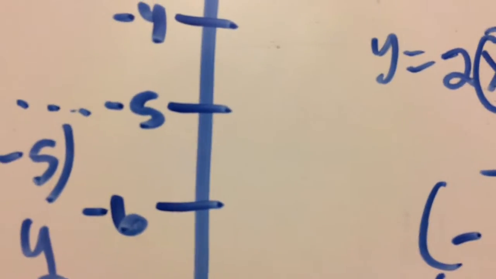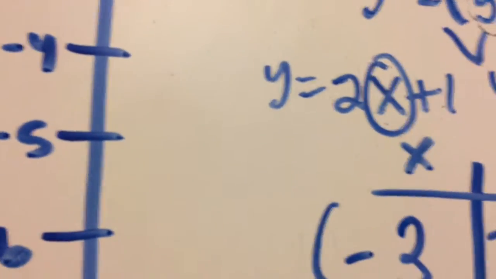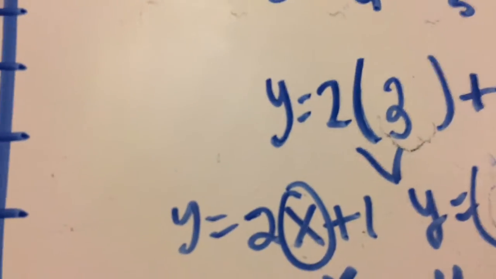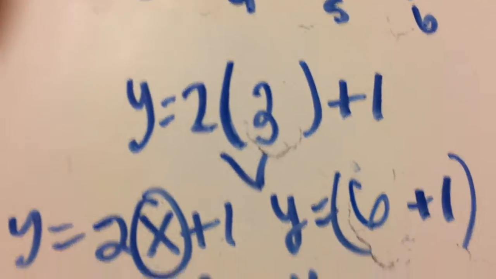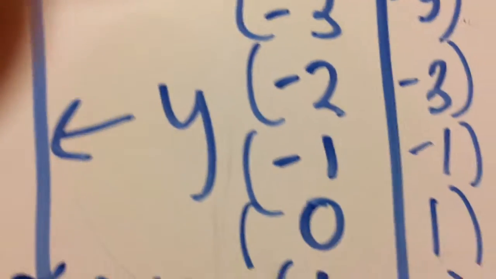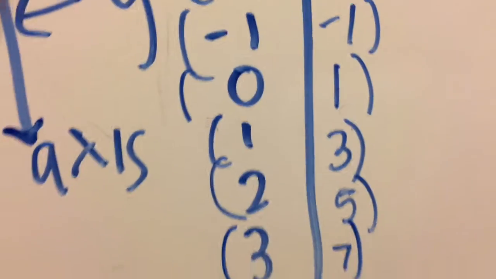Okay, so now we're going to plug 3 in for x. So 2 times 3 equals 6. 6 plus 1 is equal to 7. So our next number is 7. Just like that.